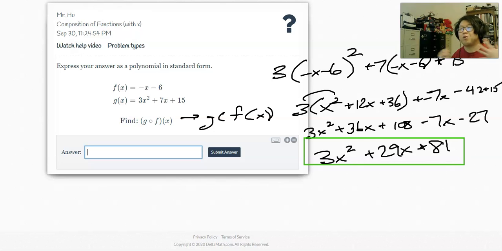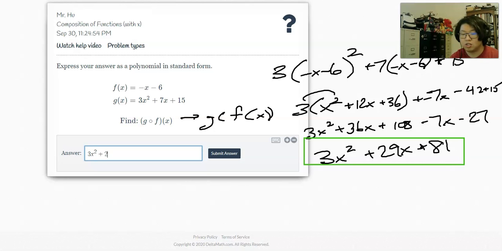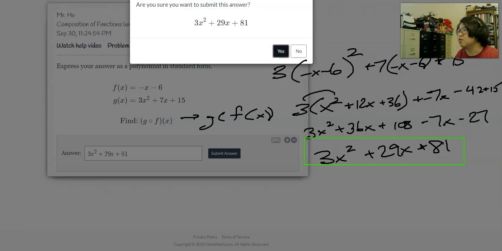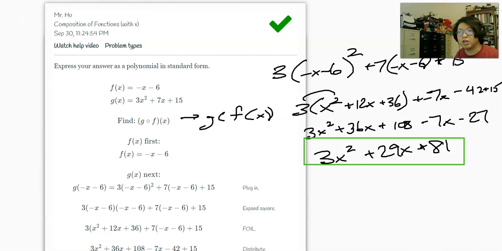In the end, if I want to find the value of x in this composed function set, I can just plug that number directly into this function. Okay, so let me put that in. 3x squared plus 29x plus 81. And submit here. Ta-da! Okay, so take a look at what they have to say about the matter.